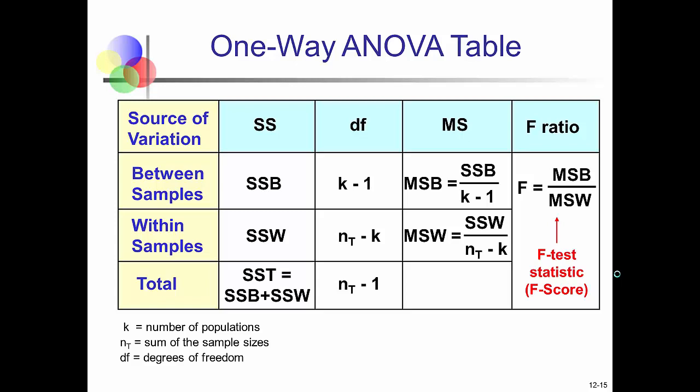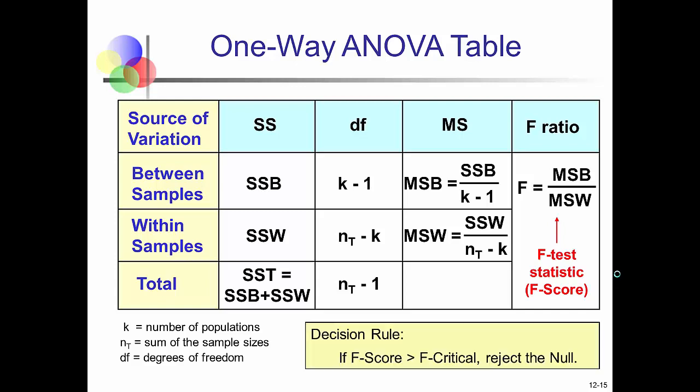So that F ratio, or F score, if it's close to 1, will mean that there's not much variation between factors compared to how much random variation there is in our sample data. We would not be able to reject the null if this value is close to 1. The greater this value happens to be, the more likely it is that we will be able to reject the null hypothesis.